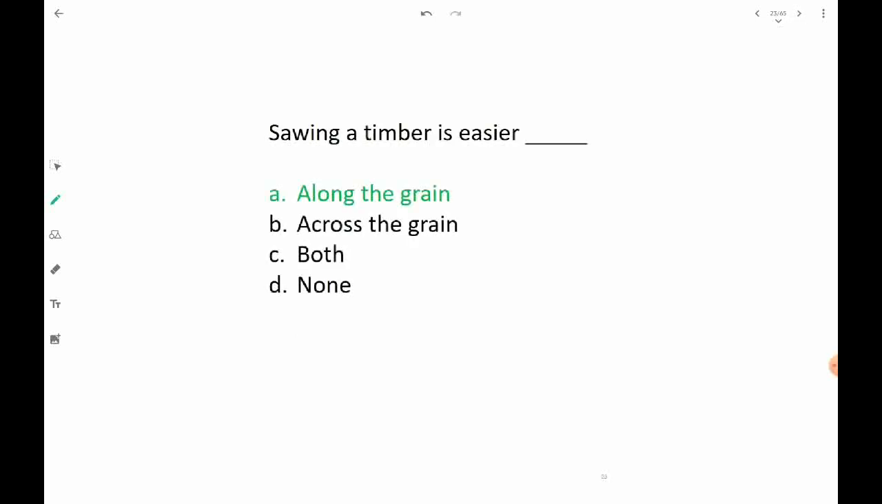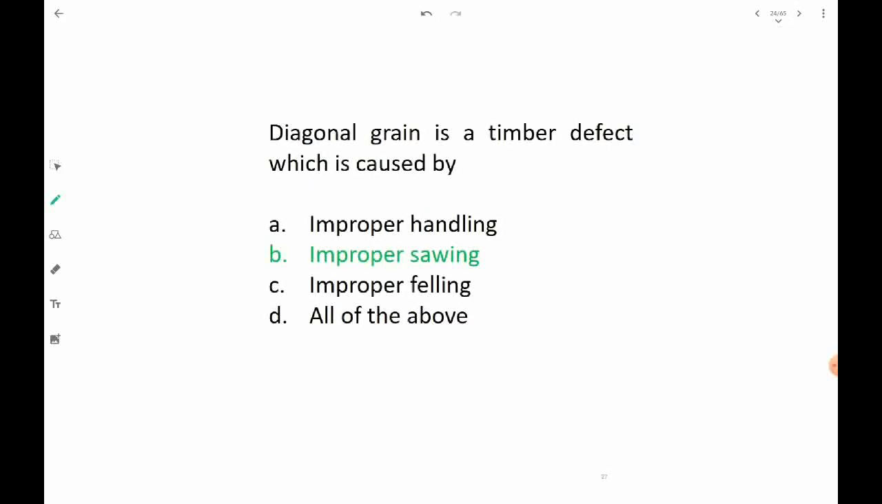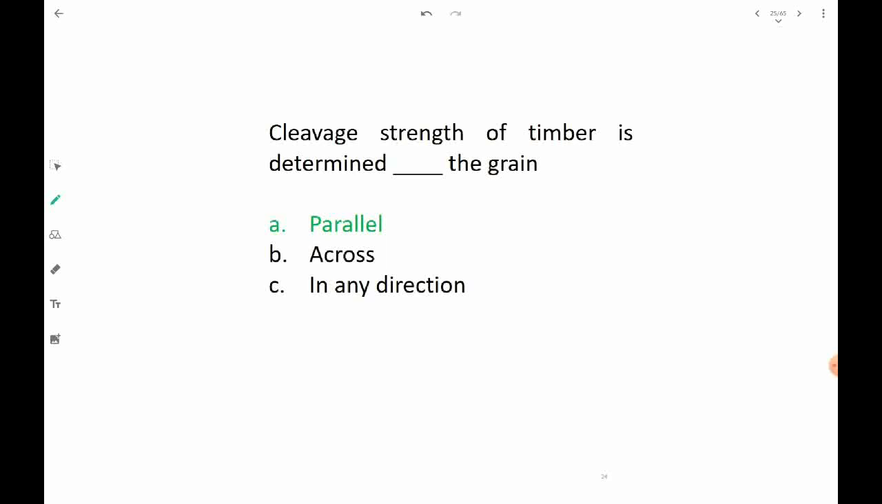Sawing a timber is easier along the grain than across the grain. Diagonal grain is a timber defect which is caused by improper sawing. Cleavage strength of timber is determined parallel to the grain.